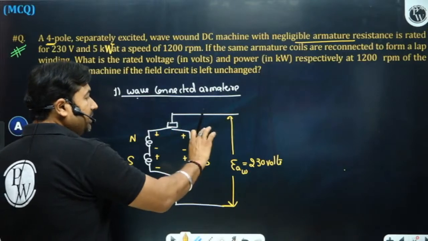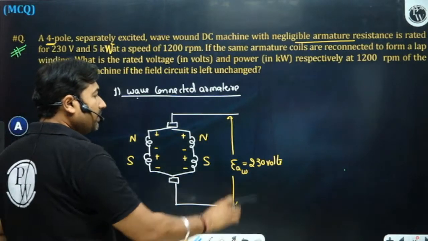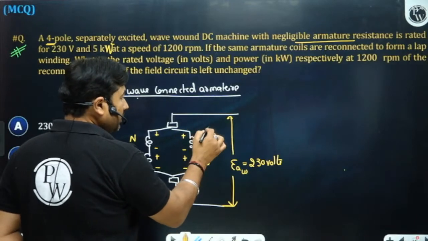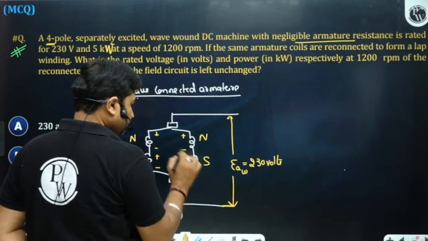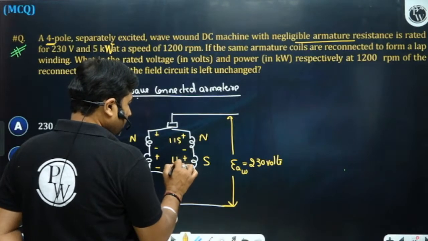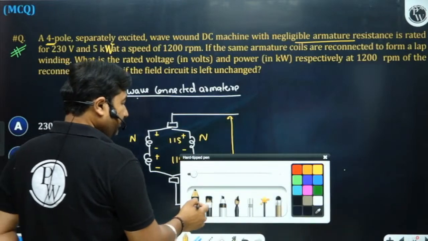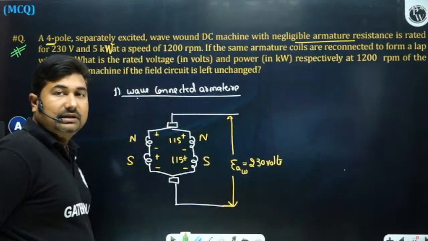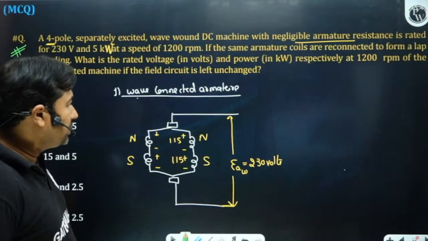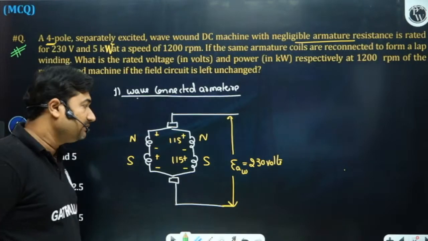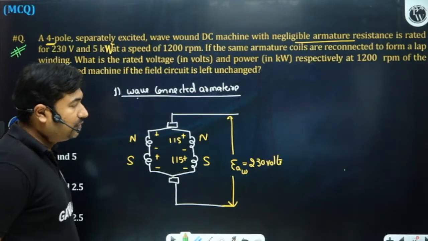What is the voltage induced in the coils per pole? The voltage induced in the coil per pole is 115 volt. Is it okay? Yes, sir. So this is 115, and 115, so the total is equal to 230. This is the voltage induced per pole. For a 4-pole machine with wave winding, the total voltage is equal to 230 volt.